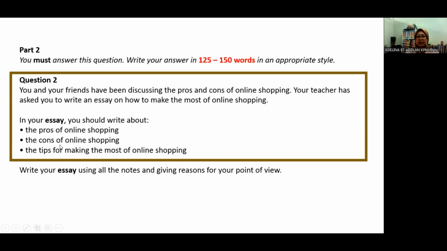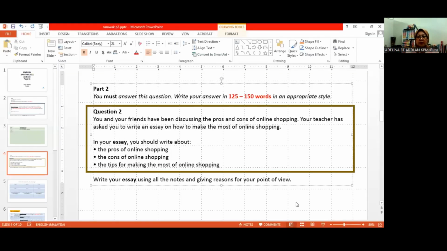Alright, so the question is already separating the requirements, meaning the first bullet is asking about what would be the pros, the benefit, the advantage of it, and then you have the disadvantages and the tips of making the most of online shopping. This one would be advice. It could be a suggestion as well. Alright. Okay, now let me go to a smaller scale of slide so that I can scribble something.